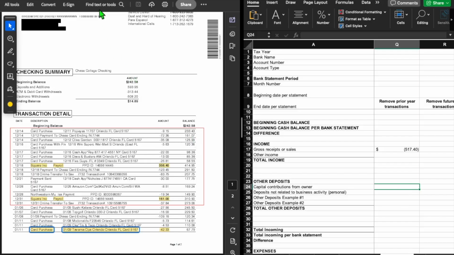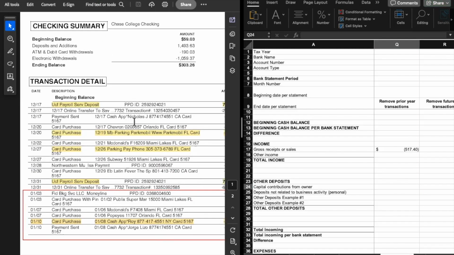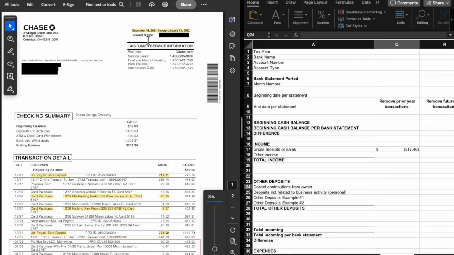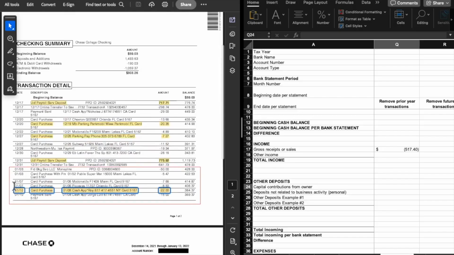Now we want to remove future year transactions as well. And so I'm looking at the bank statement from December 14, 2021 through January 13, 2022. So we want to remove all the transactions that happened in January of 2022. And I highlighted those transactions in this red box. As you can see, we had only one business expense that occurred in January 2022. The client told me that this was just outside services and that it was $22.